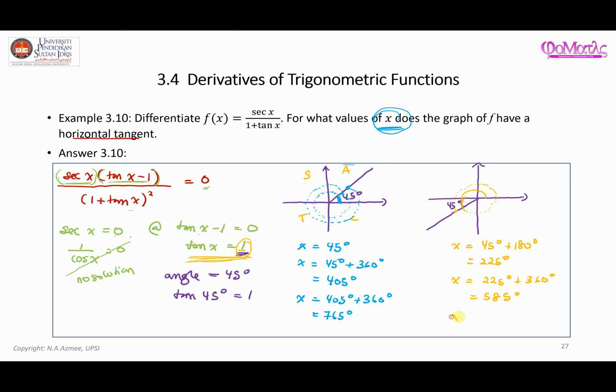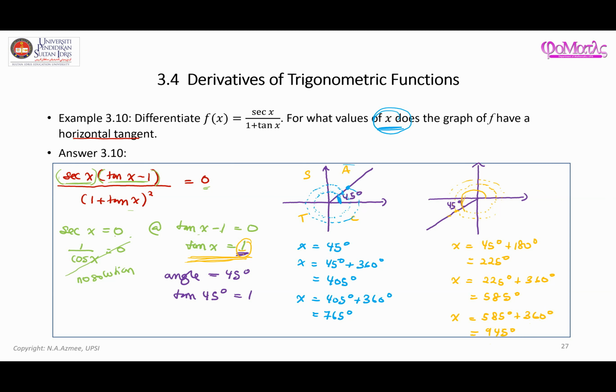And in a similar manner, if you continue the process and go for another round of 360 degrees, you will get tangent of the angle equal to 1 as well. So if you have 585 degrees plus another 360 degrees, this is going to be 945 degrees. So tangent of 945 degrees is going to be equal to 1. The pattern here is not going to stop, it's just going to continue on and on.